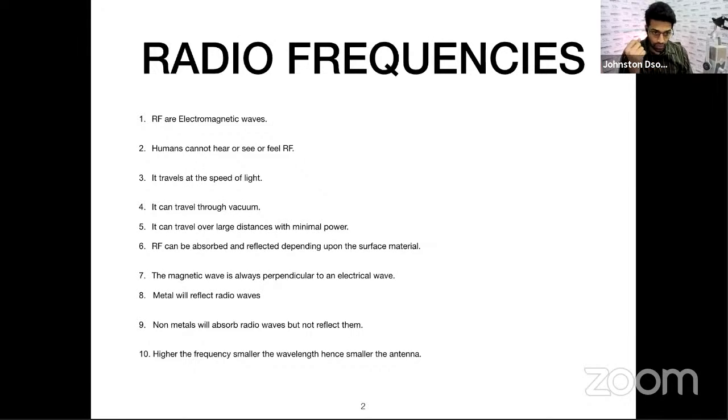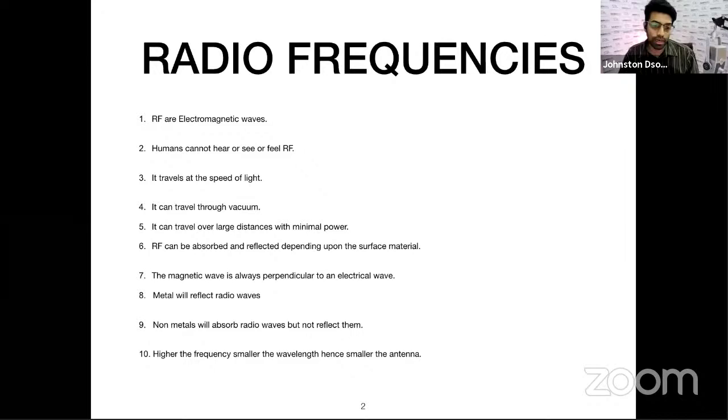Now, RF can be absorbed or reflected like sound frequencies, but of course it depends upon the material. Metal can reflect RF, while any other material can absorb RF. Like human beings, our skin absorbs RF. We'll see later how that affects the performance of a system. But right now, just keep in mind that metal can reflect RF, and any non-metal surface like wood or human skin can absorb RF.